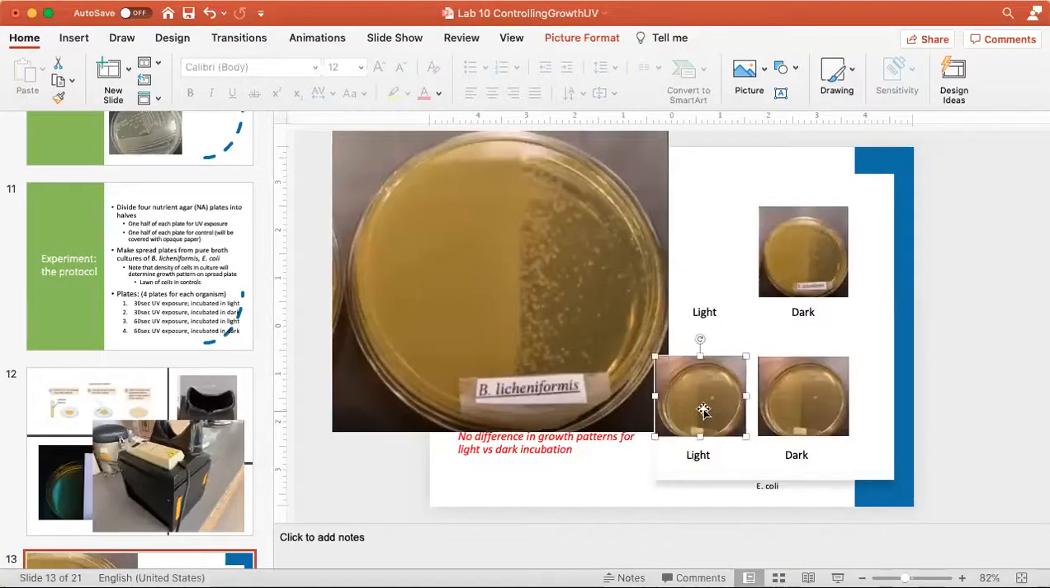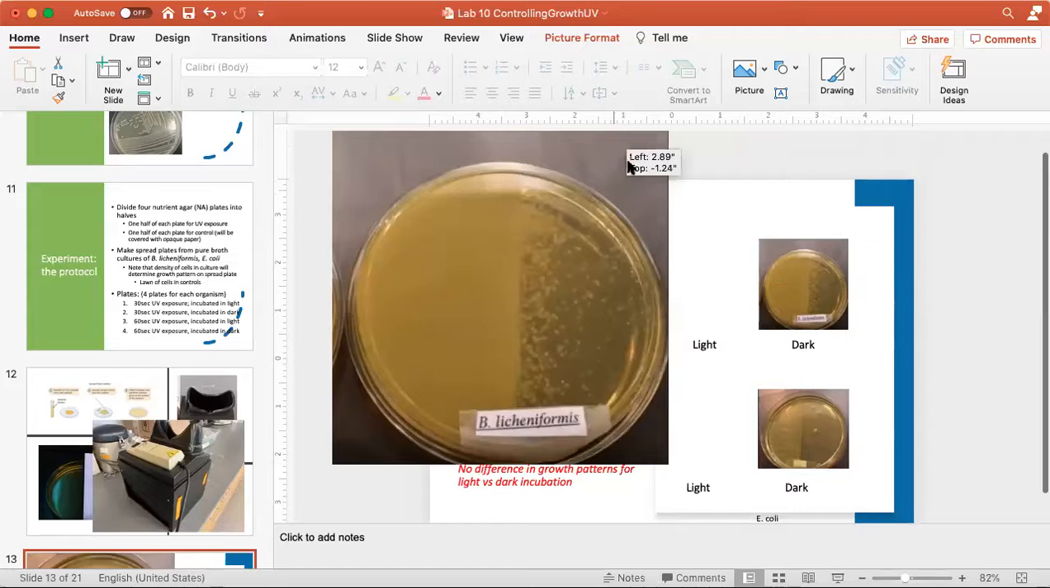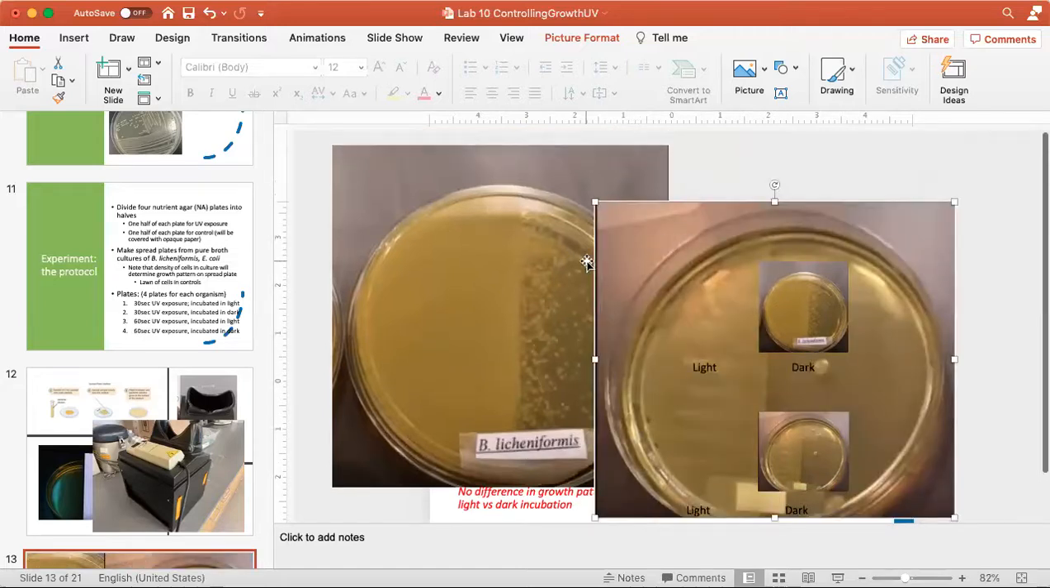All right, here's the E. coli plate that was put through similar conditions. So 30 seconds of exposure, incubated in the light. That's what you can see right here. This plate looks pretty different, doesn't it? Look at it next to the licheniformis plate.